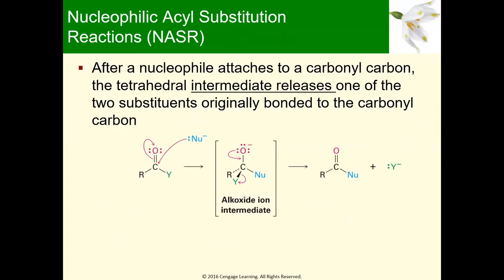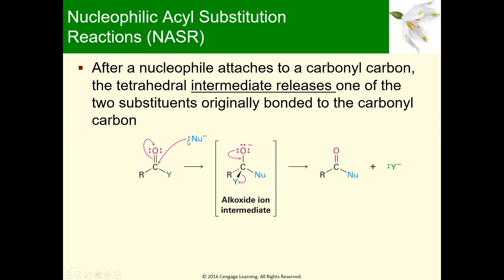So we're going to talk about another type of reaction that carboxylic acids are involved in, and that is called the nucleophilic acyl substitution reactions, abbreviated in the notes today as NASR, because that's a mouthful and a lot to write. So we'll just refer to it as NASR today. What happens in this type of reaction is that the nucleophile attaches, like we showed with the nucleophilic addition reactions. We already talked about those last week. But in this case, instead of an addition, you get a substitution. After a nucleophile attaches to a carbonyl atom, the tetrahedral intermediate releases one of the two substituents originally bonded to the carbonyl carbon. So that's illustrated in this diagram right here.